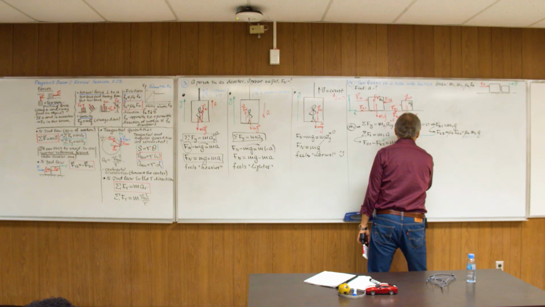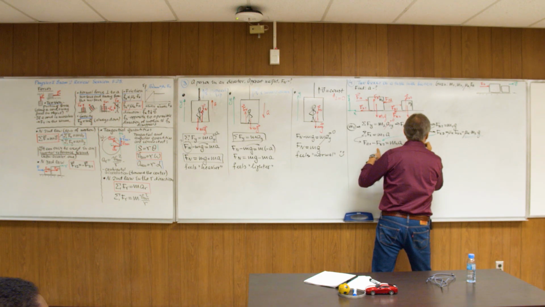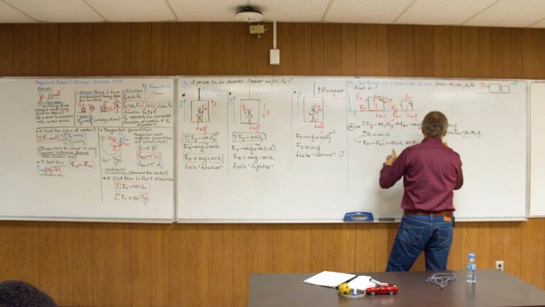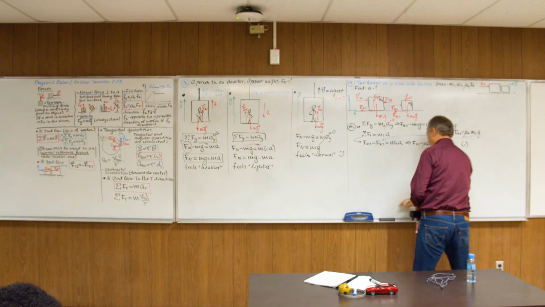Let me write it over here. So I will continue. F21 minus mu k m2 g equals m2 a. Equation number 1.